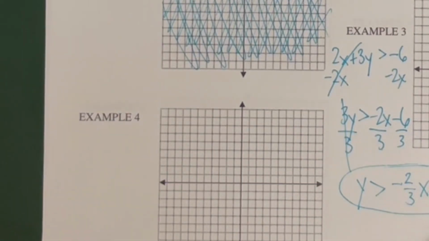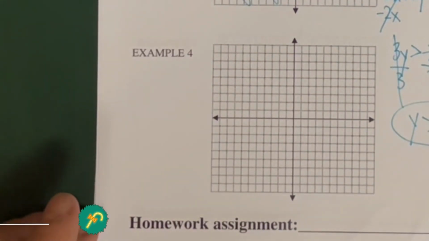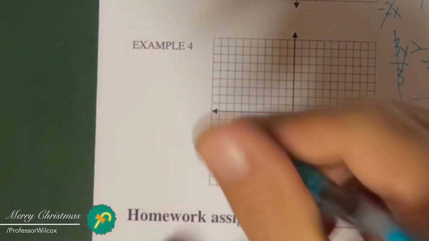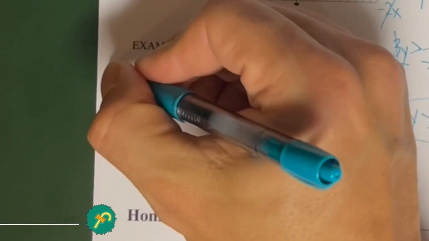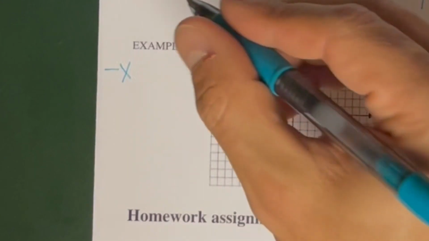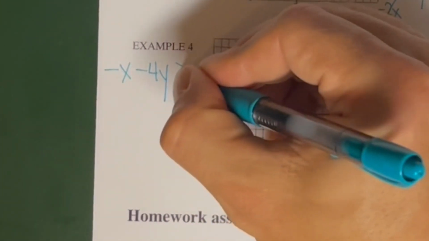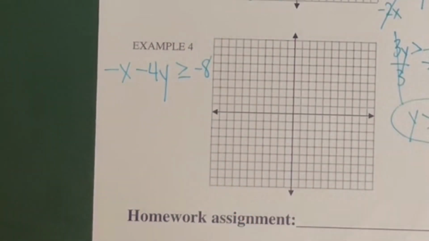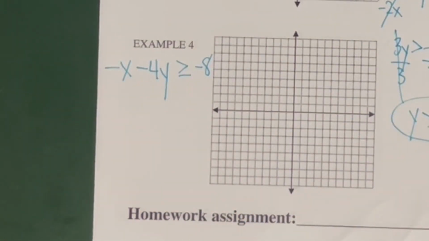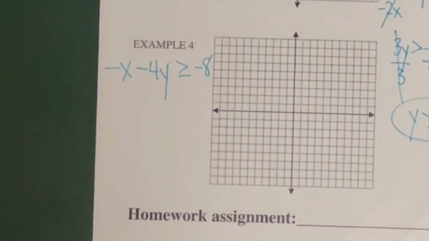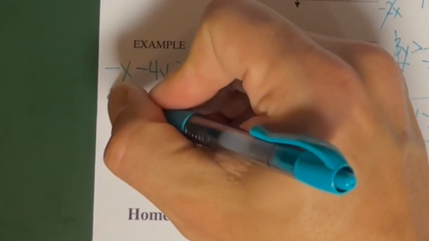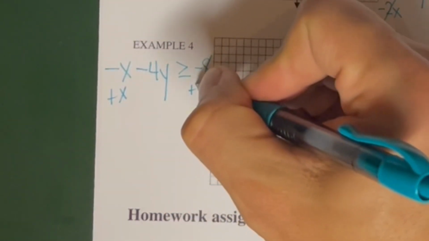Let's move on to the final example, example 4, and we're going to wrap this lesson up. My equation is going to be negative x minus 4y is greater than or equal to negative 8. All right, let's get y by itself once again, just like we did in example 3, by starting to add x to both sides of the equation like this.